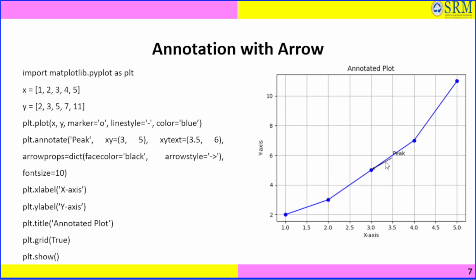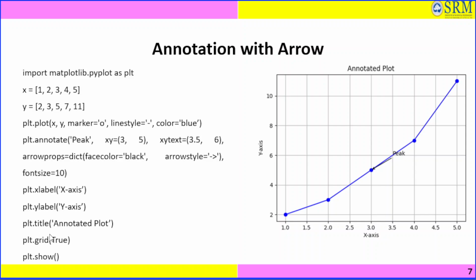So here 'Peak' is the text, and this xy starts from (3, 5). So this arrow starts from 3, 5 and the text starts from 3.5, 6. So the text starts in this place, 3.5, 6, and arrowprops has facecolor equal to black. So this arrow's color is black, the style is arrow, and the font size is 10. And we are giving xlabel as x-axis. This is the name of the x-axis, and this is the name of the y-axis. To display these names, we need to use xlabel and ylabel.